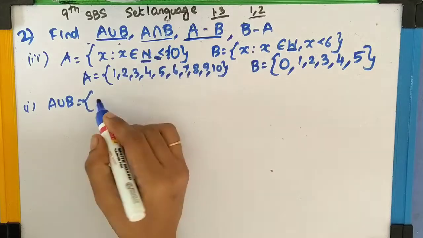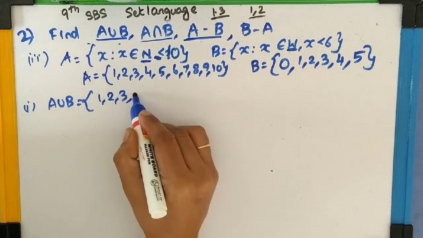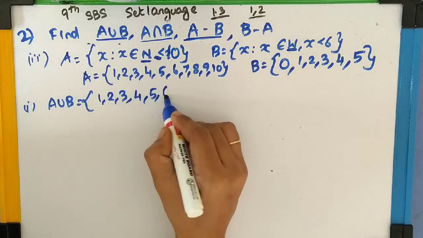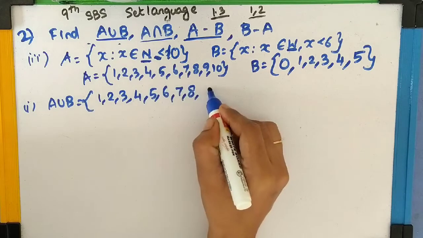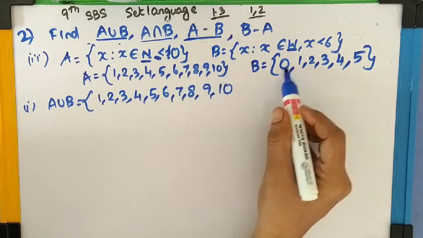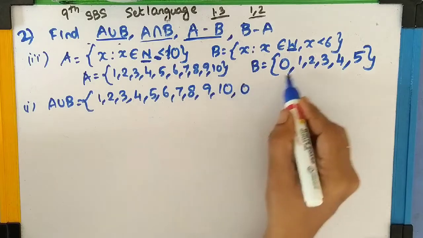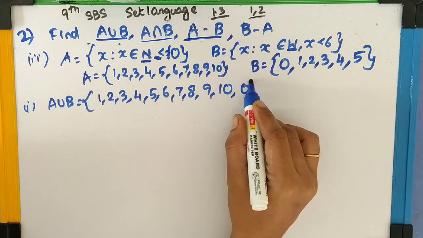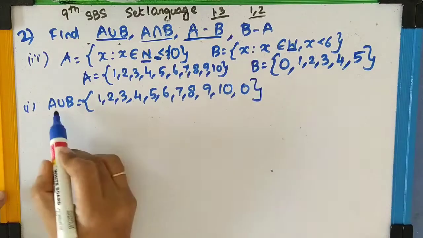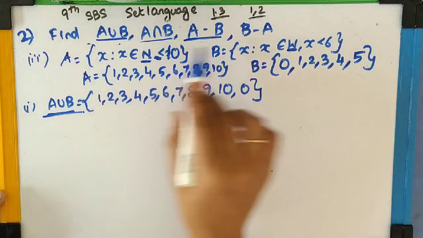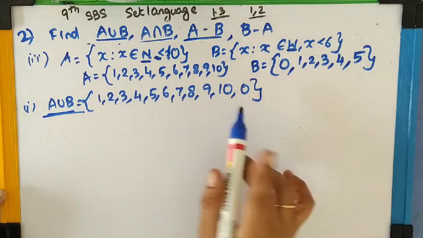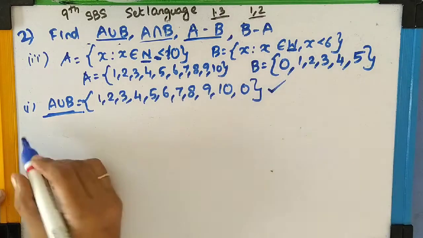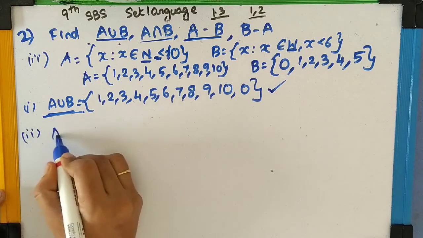Now write A: 1, 2, 3, 4, 5, 6, 7, 8, 9 and 10. And we shouldn't write the common terms again, right? So 0 is not in the set A and other elements in B are already present in A. So A union B is 1 to 10 and 0, that is 11 elements. 1, 2, 3, 4, 5, 6, 7, 8, 9, 10 and 0.